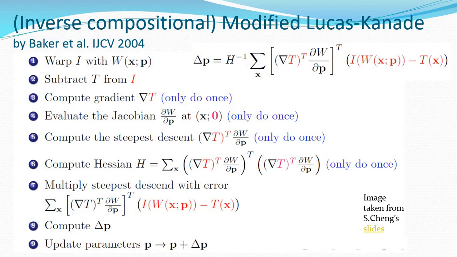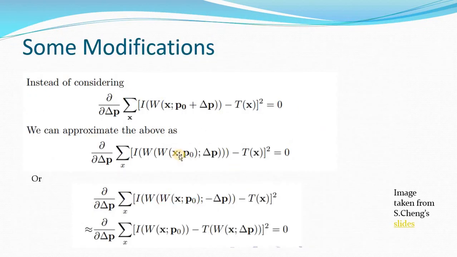So what happens is your initial condition, that is your p naught, is unaffected by the update. This important transformation over here, transforming minus del p to plus del p, was only to make sure that your I of W of x, p naught should be independent of del p, independent of the update.